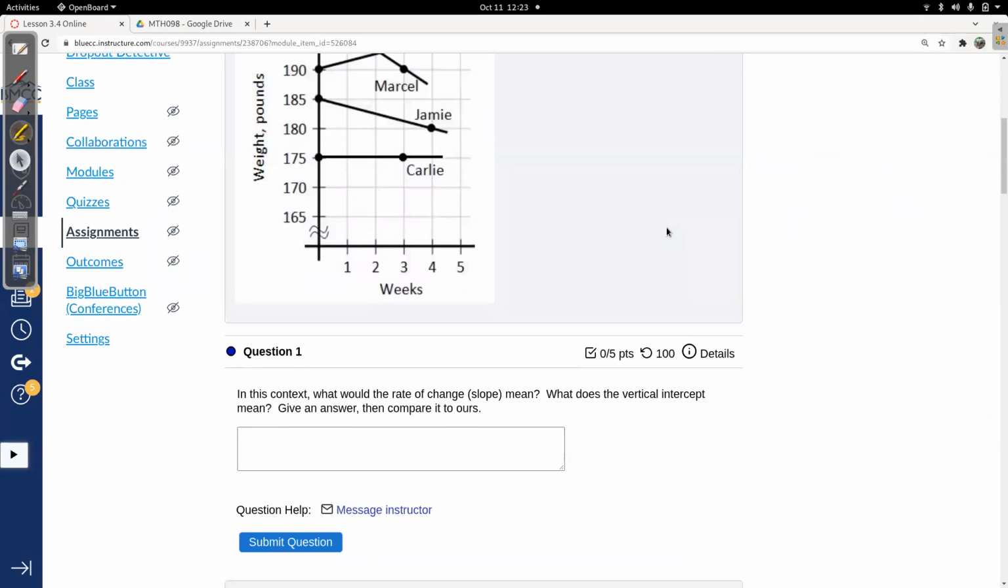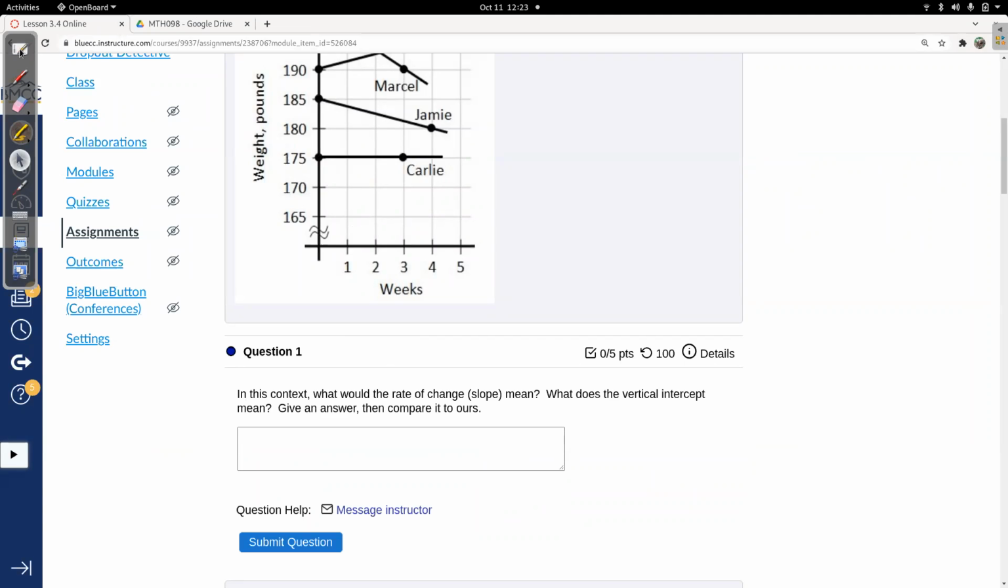So in this context, what would the rate of change slope mean? What does the vertical intercept mean? Give an answer and then compare it to ours. So once you hit submit, you'll see what our answer is, me and the other teachers who do this.